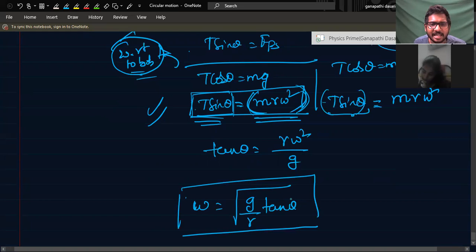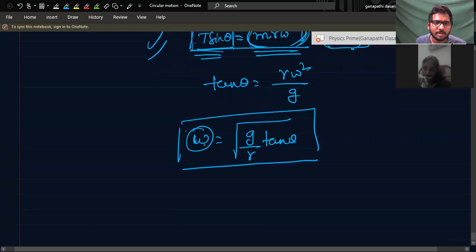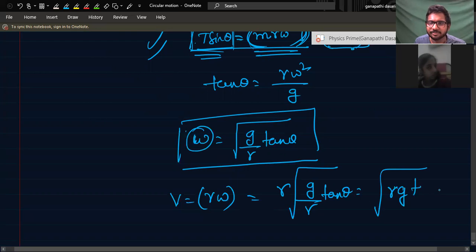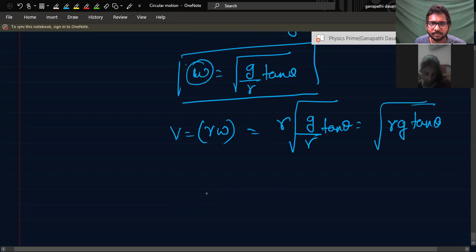This is one answer. If theta is given, omega is this one. But you asked velocity, no, sir. If you want velocity, what is velocity here? So velocity is equal to r omega, right? Yes, sir. That r into omega is nothing but root over g by r tan theta. That is equal to root over r square by r. That is root r g tan theta. V is equal to root r g tan theta.